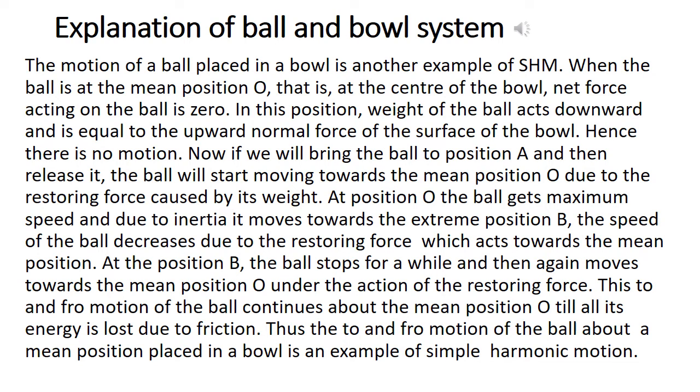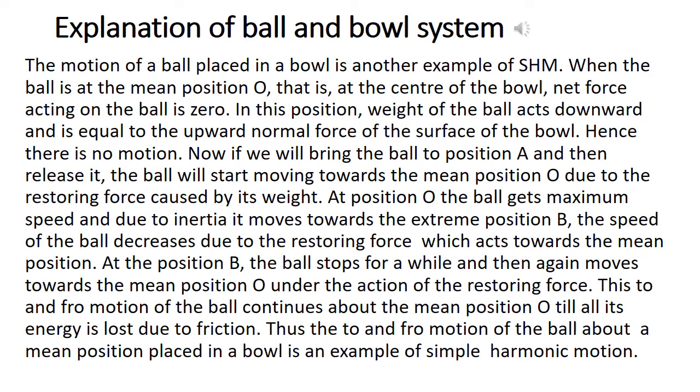And this is figure 10.2, and according to this figure, when the ball is at the mean position O, you know very well what the mean position is: that point about which a body oscillates or vibrates. So when the ball is at the mean position O, that is at the center of the bowl, the net force acting on the ball is 0. In this position, the weight of the ball acts downwards and is equal to the upward normal force of the surface of the bowl. Hence, there is no motion.